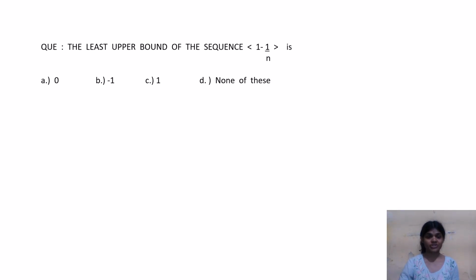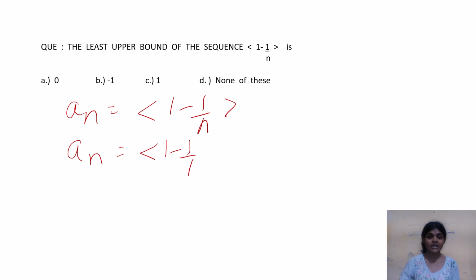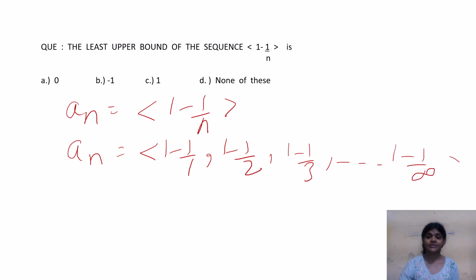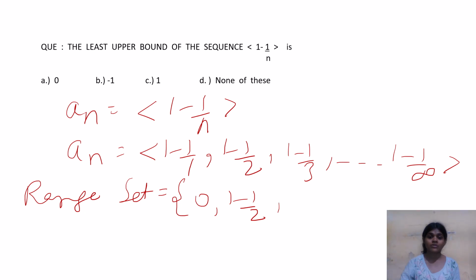Now we will solve a question. The least upper bound of the sequence 1 minus 1 by n is. Here we are given the sequence a_n is equal to 1 minus 1 by n. It can be written as 0, 1 minus 1 by 2, 1 minus 1 by 3, and it goes up to infinity, 1 minus 1 by infinity. Its range set is 0, 1 minus 1 by 2, 1 minus 1 by 3 and it goes up to 1.